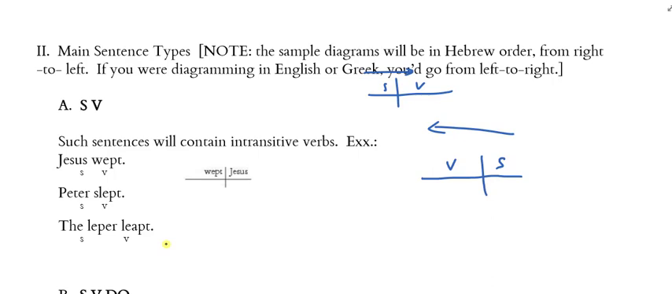Okay? Now, if I were going to diagram this in English, I would draw a baseline, put a dividing line, and in English, the subject goes on the left, the verb goes on the right, because in English, I'm reading from left to right. If I'm going to put this into Hebrew, I'm going to do the same line, divide it, but the subject goes on the right, verb goes on the left. Okay, because in Hebrew, we're going from right to left. So Jesus wept would go like this.